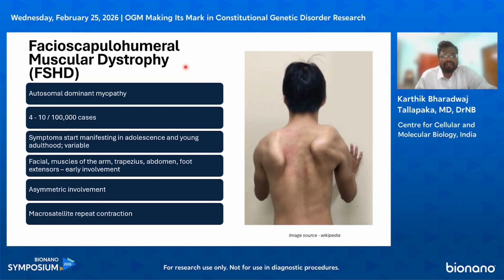It's an autosomal dominant myopathy and has several interesting features which make it distinct from other muscular dystrophies, like asymmetric muscle involvement and certain clinical features like scapular winging. But more importantly, it is the only known disease which is caused because of a macrosatellite repeat contraction. The standard of care has been Southern blot for a very long time. But after OGM has come, it has enabled easier detection of facioscapulohumeral muscular dystrophy.